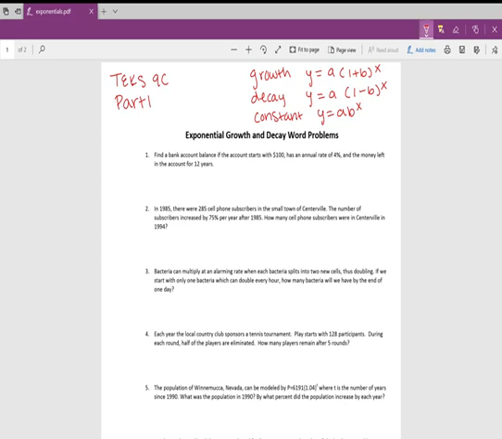Remember that A stands for the starting value. B is the rate, and remember we have to always change it into a decimal. And then X is time.